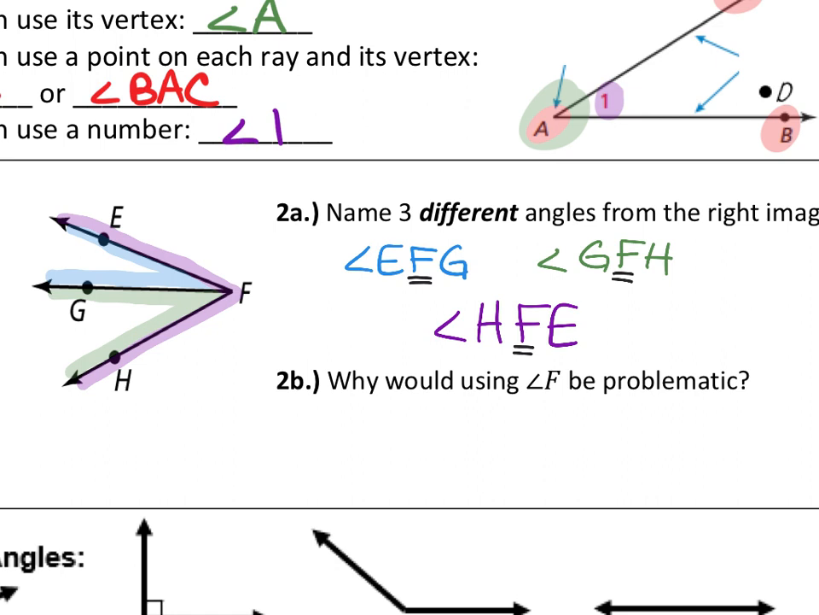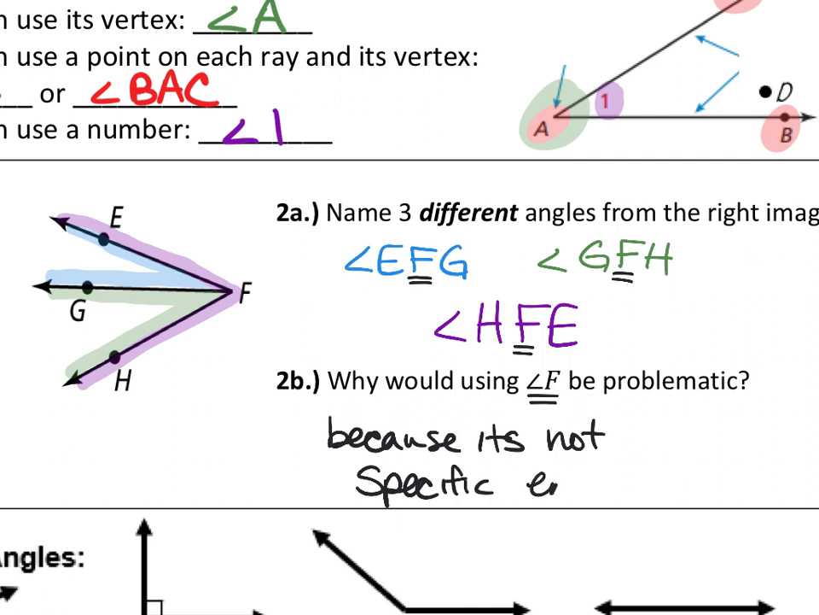So using just angle F would be problematic because it's not specific enough. We know what the word specific means, yeah? Detailed. There are 3 options of things that could use vertex F, so I have to be more specific than just saying F. Yes? That's still cool.